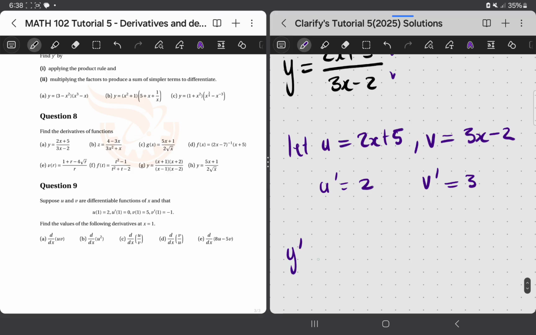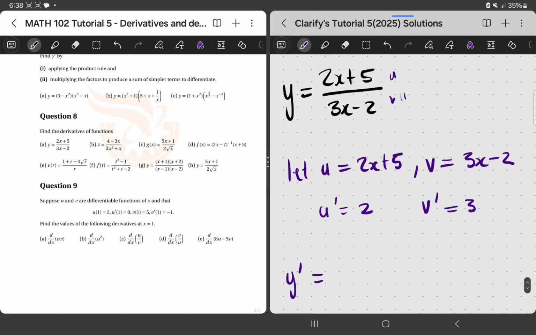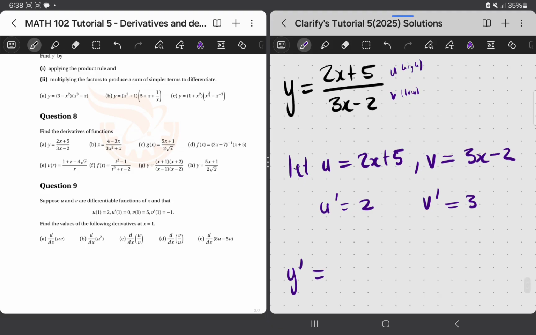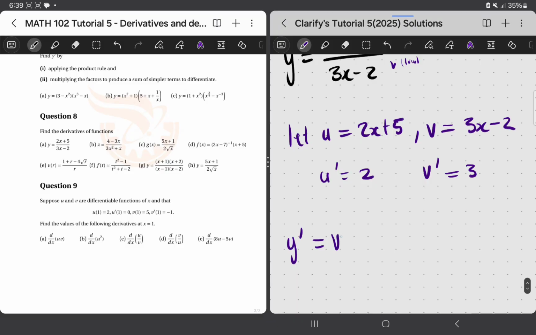So now we're going to say y prime is going to be low. Remember, this v is also called the low, then u is also called the high. Okay, so it's going to be low, which is v, d high, derivative of the top, minus high, which is u, d low, v prime, all over square the bottom, v squared. It looks like the product rule, but then it will have over v squared.